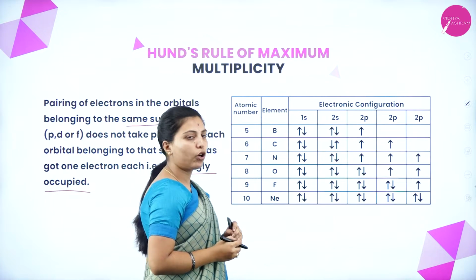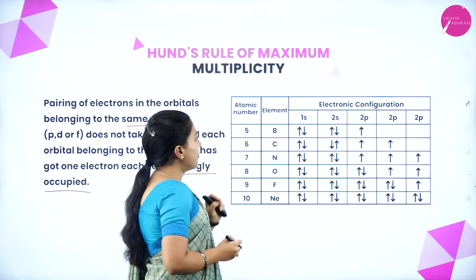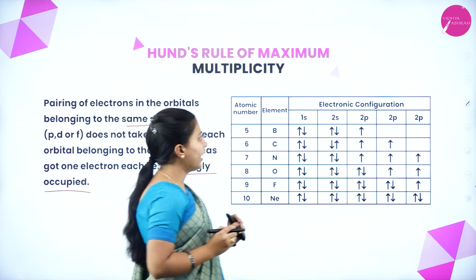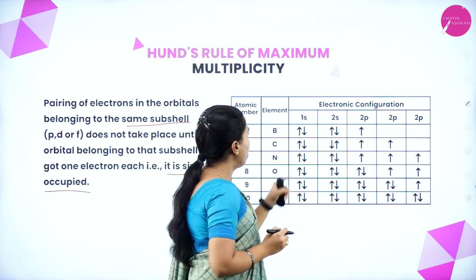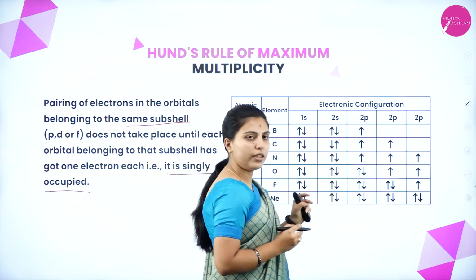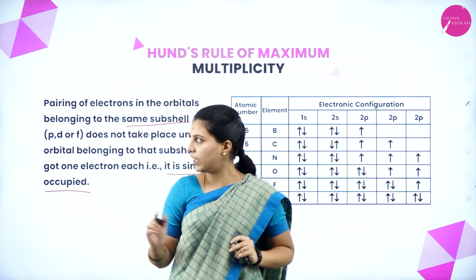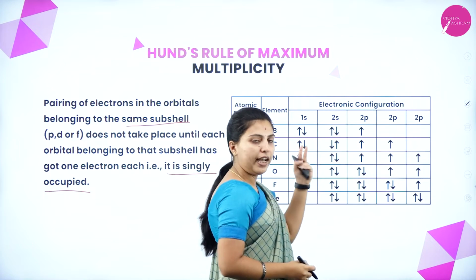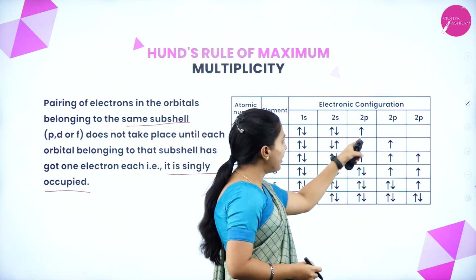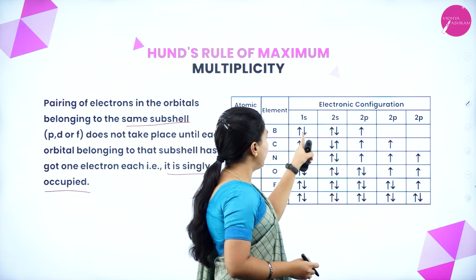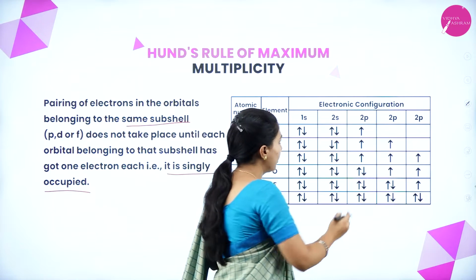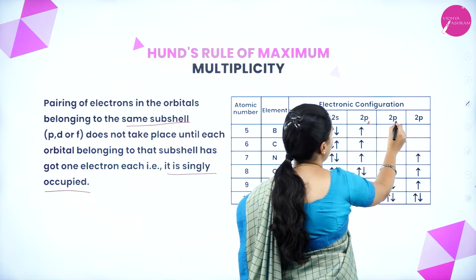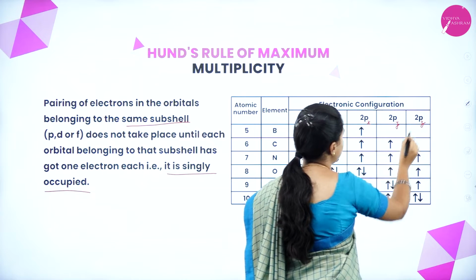The element is boron. The atomic number of boron is 5. We'll see the electronic configuration: 1s2, 2s2. In the s orbital, there is no problem. See here, they have told p, d, f. In the s orbital, it will have 2 maximum electrons. In the p orbital, 1, 2, 3, 4, 5. It will be 2px, 2py, 2pz.